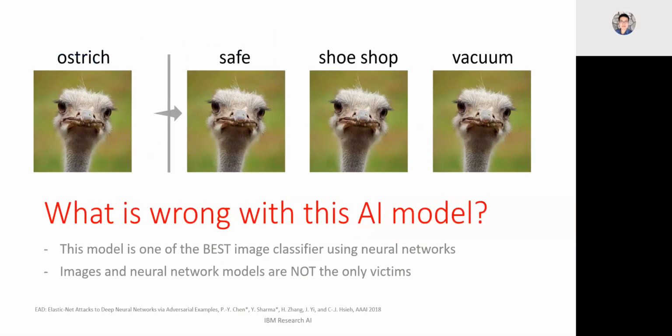One thing I would like to highlight is that images and neural network models are not the only victims of these adversarial inputs. We are interested in images because they are easy to visualize, and we are interested in neural networks because they are the state-of-the-art models for this task, for example, object detection. If you are working on other domains, you can certainly take other models into consideration and study their adversarial robustness.